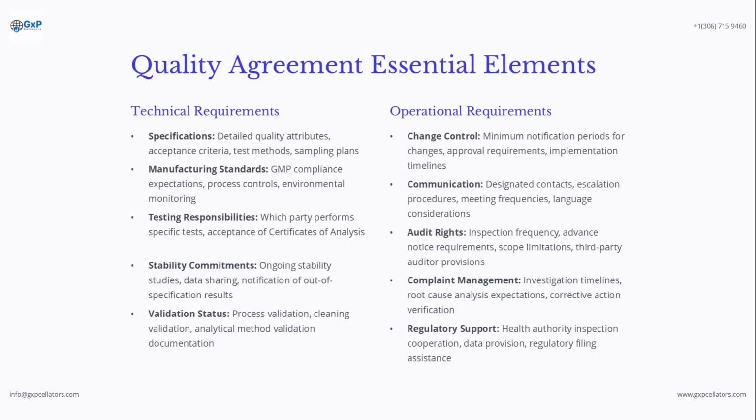Quality agreements encompass both technical and operational requirements, including specifications, change control, and communication protocols. These elements are vital for maintaining consistency and ensuring that suppliers adhere to agreed-upon standards.